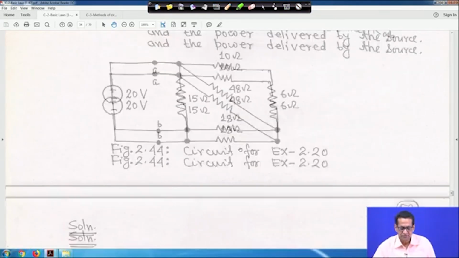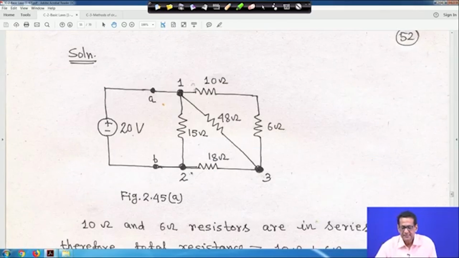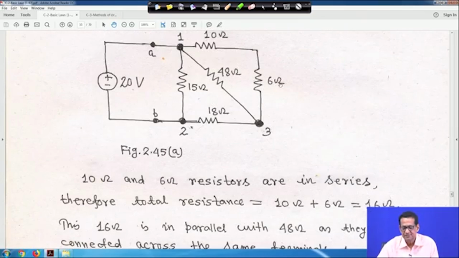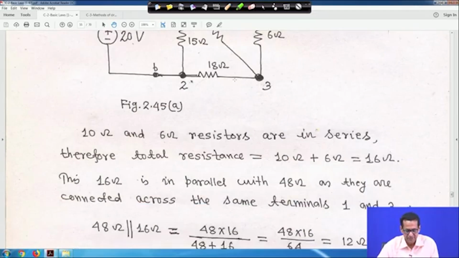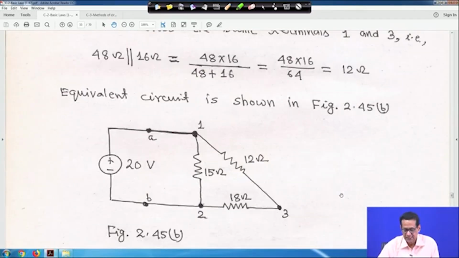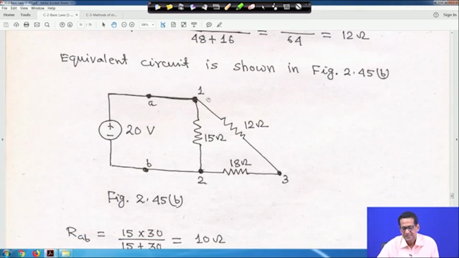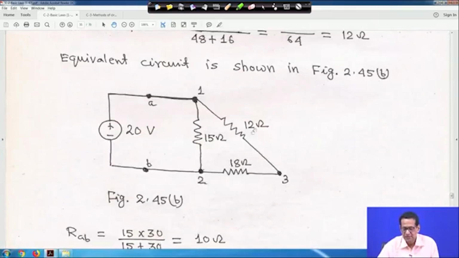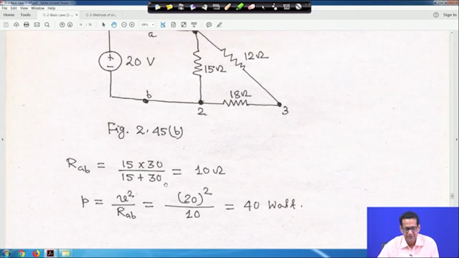So, if you look, 10, 6 and 48. Now, I told you that 10 and 6 are in series. So, 16 and 48 are in parallel, right. So, this 48 and 16 parallel equivalent is becoming 12 ohm, right. So, that means the circuit is coming like this, this is your 12 ohm, and then again 12 ohm is in series with 18 ohm, because 18 ohm resistance is here. So, here it is 12 and 18. So, 30 ohm total, that is in parallel with 15 ohm, right. So, 15 into 30 by 15 plus 30.